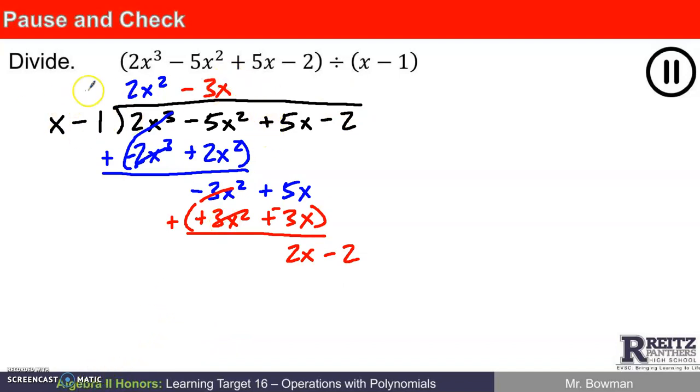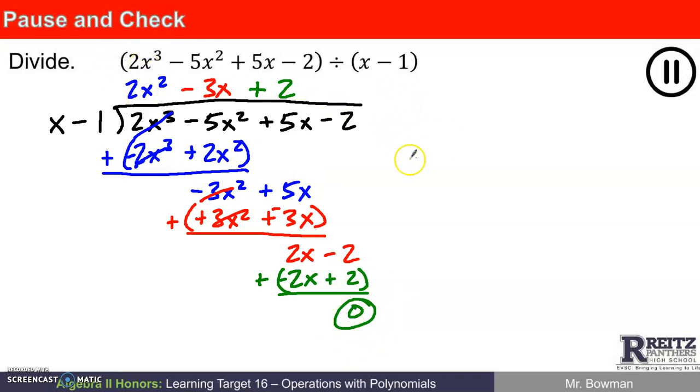So for my last step, at least in the division process, I need to say, what would I multiply by x to get 2x? It's 2. And 2 times x is 2x. 2 times negative 1 is negative 2. And if I subtract this, I get 0 again. My remainder is 0. That won't always happen. In the two you saw on the screencast you're looking at today, it did. And when we get together in class, we'll talk about what to do if it doesn't.